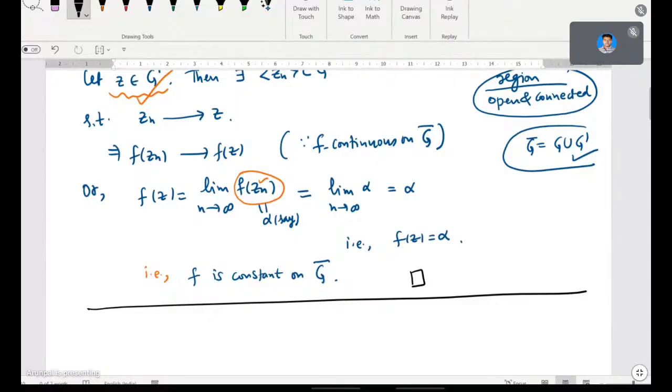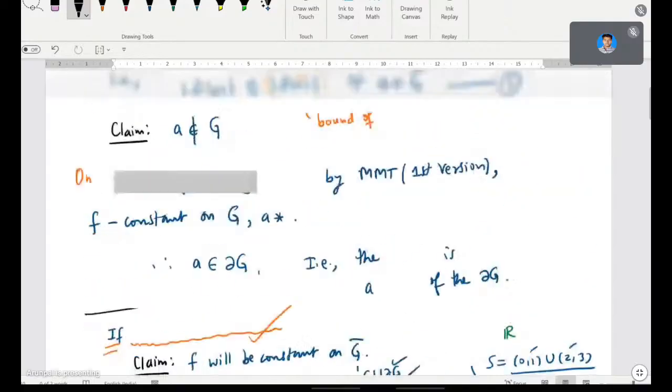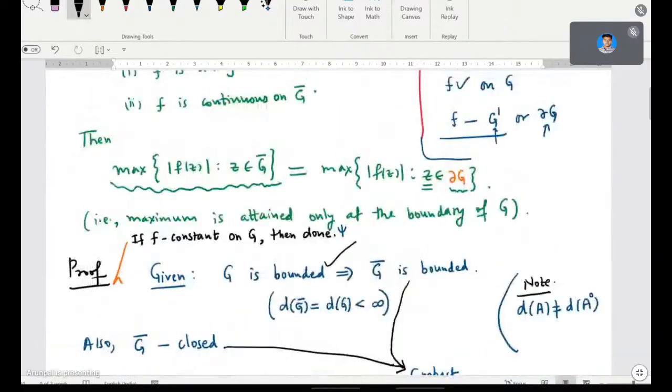And if it is constant on G bar, certainly at all the points of G and at all the points of boundary, it will be attaining its bound automatically, and that bound will be nothing but its value. So this is automatically accomplished. There is nothing to discuss if f is constant on G. That's why I assumed that let us take f to be non-constant on G to make a meaningful discussion.